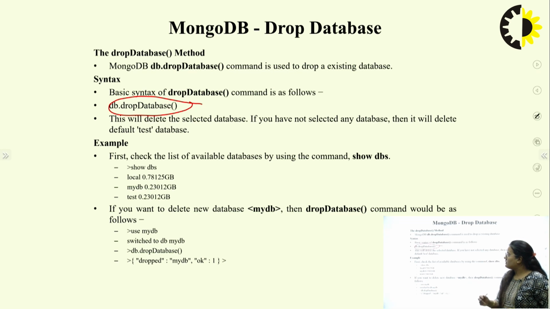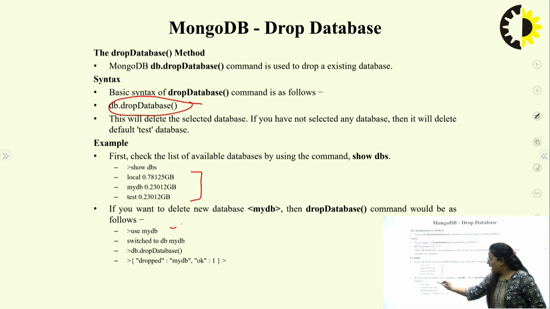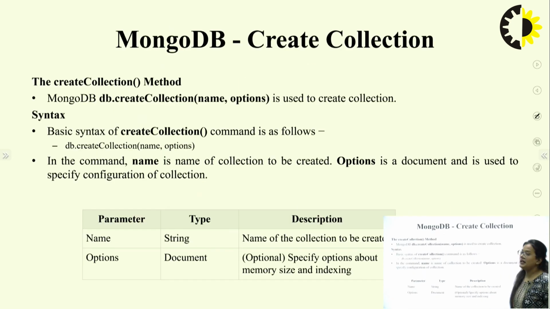For example, first check the list of available databases by using the command show dbs. Show dbs, these three databases are available. If you want to delete the new database, my database, then the drop database command would be used. Use my database, then my database will be dropped.